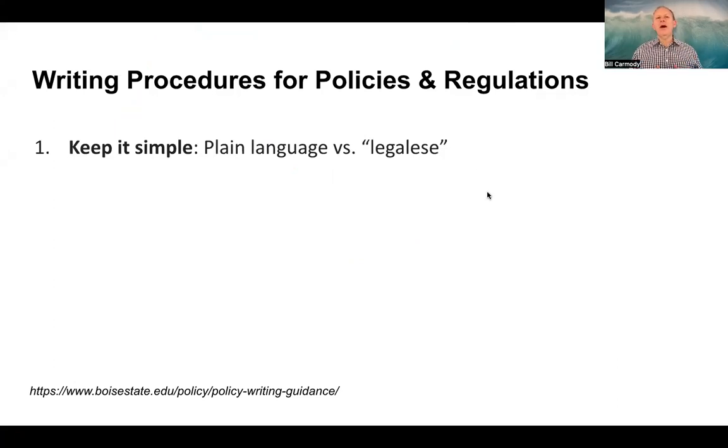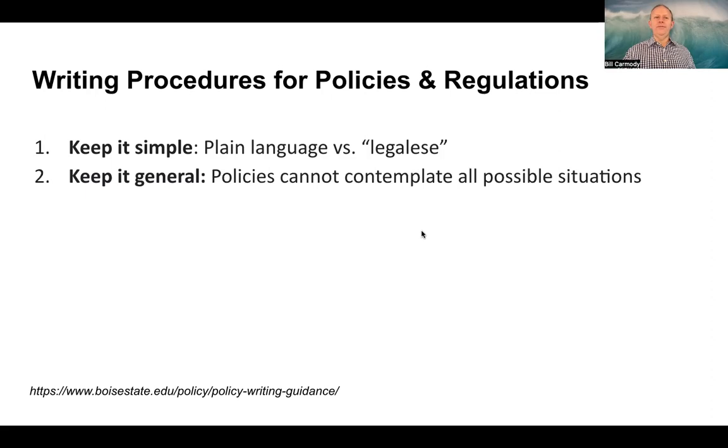The first thing you want to think about when you're writing procedures for policies and regulations is to keep it simple. Use plain language instead of legalese. Everyone who reads that policy or regulation needs to understand it. If you're using all of the whereas and thou shalt and all the other legalese from contract law, it might be great for a courtroom, but it's not helpful for actually implementing those policies and procedures. So keep it simple.